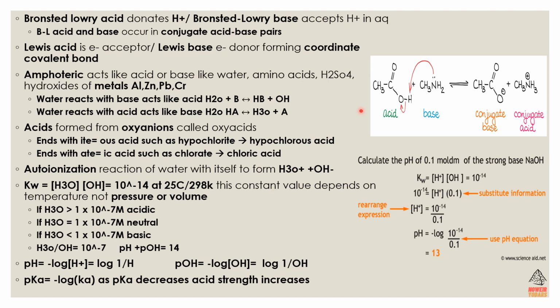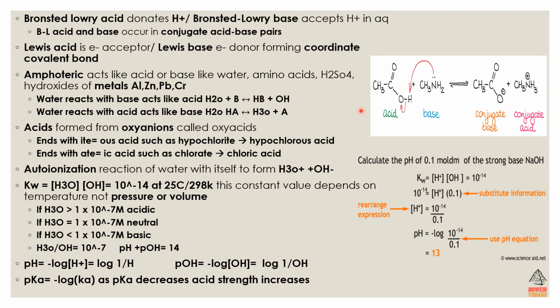So acids formed from oxyanions are called oxyacids. Oxyacids are characterized by their ability to donate hydrogen ions, protons, to a solution, resulting in an increase in the concentration of the hydronium ion and a decrease in the pH. So it decreases the pH and increases the hydronium ions, H3O. When they end with ITE, it's OUS acids, such as hypochlorite, hypochlorous acid, and when it ends with ATE, hypochlorate or chlorate, turns into chloric acid.